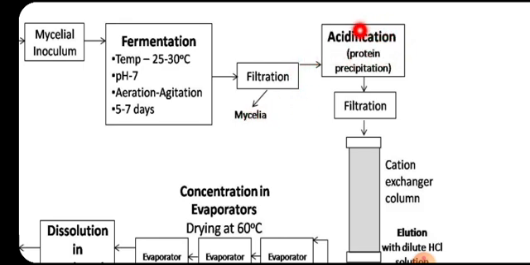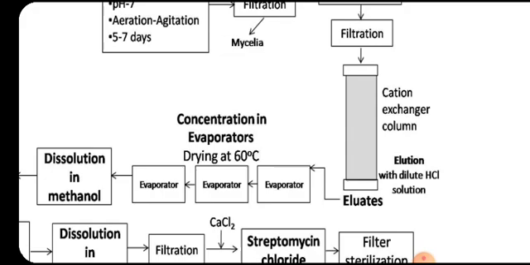The next step is the acidification of the broth. Acidification of the broth is an additional step which will cause the precipitation of proteins which may be there in the fermentation broth. It is then filtered so that the precipitated proteins will be separated, and the filtrate, which is rich in streptomycin, is ready for the next step.